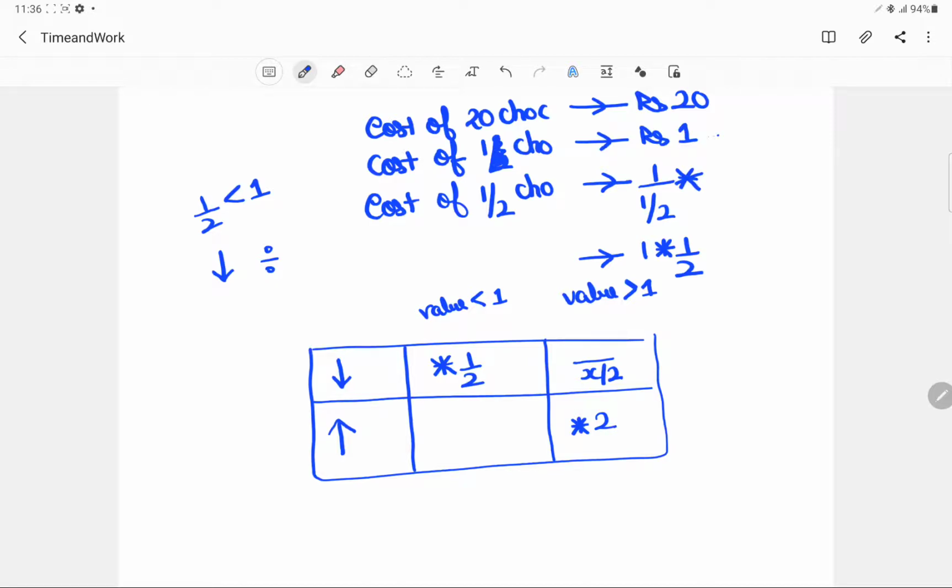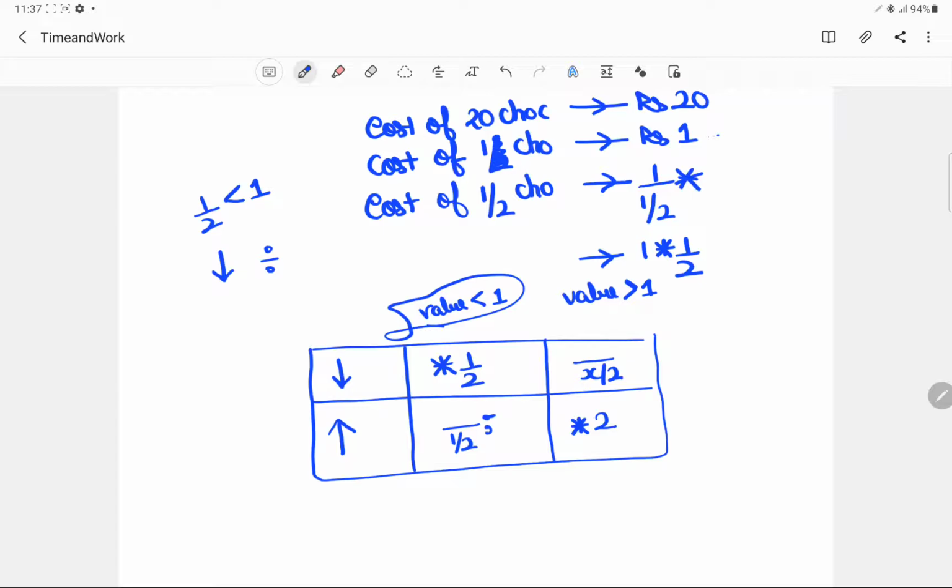If you feel that the value will increase, in case the value is less than 1, then what you will do is divide by it. Okay, so that would rather convert to dividing by a half. If you feel the value will increase, then you will divide. If you feel the value will reduce, then you will multiply by that.